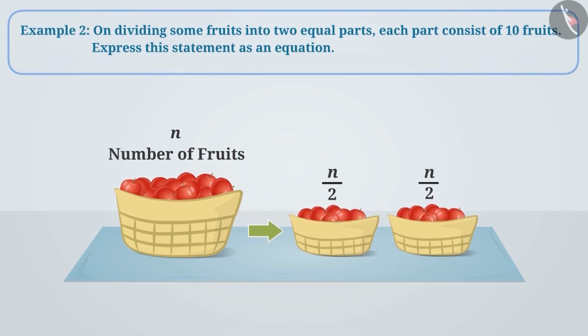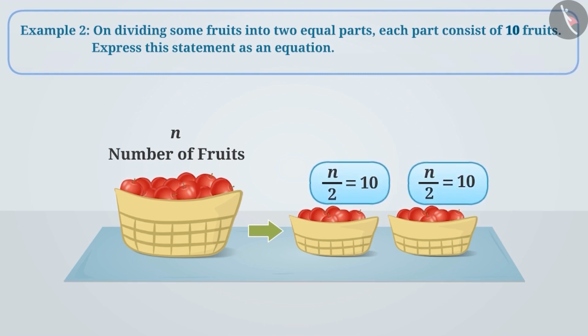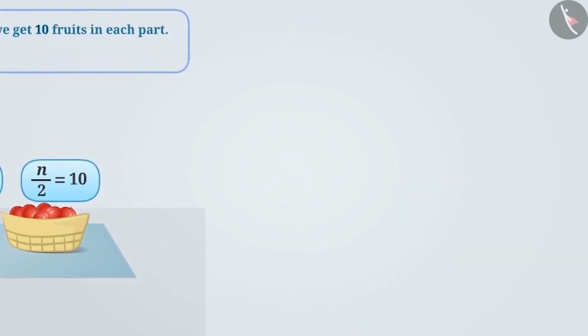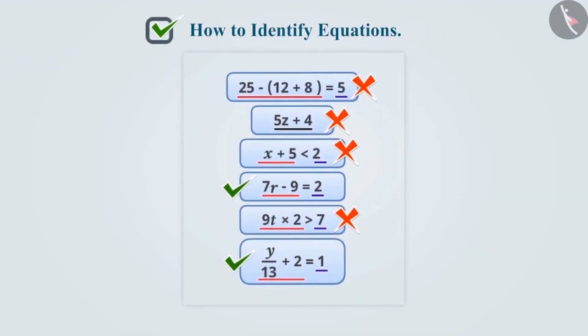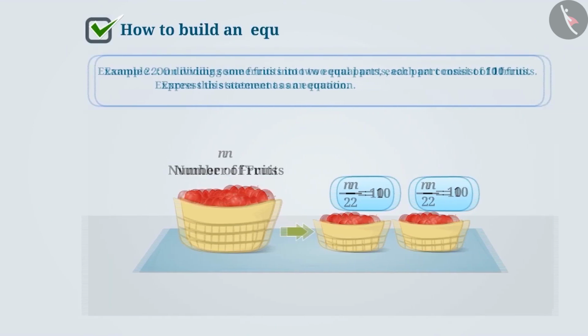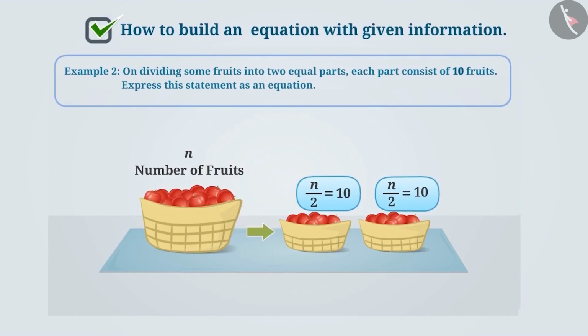But we know that the number of fruits in each part is 10. This means the value of n by 2 is equal to 10. Therefore, n by 2 is equal to 10. With the help of the information provided, we can build an equation: n by 2 is equal to 10. In this way, we learned how to identify the equations and how to build an equation from the given information. In the next video, we will deal with misconceptions related to equations.